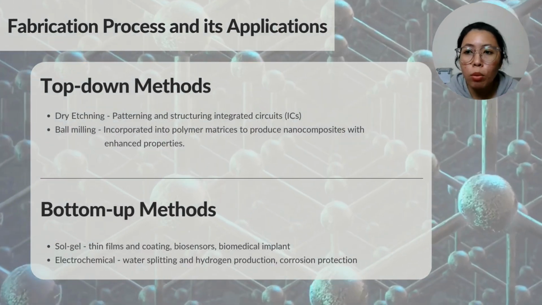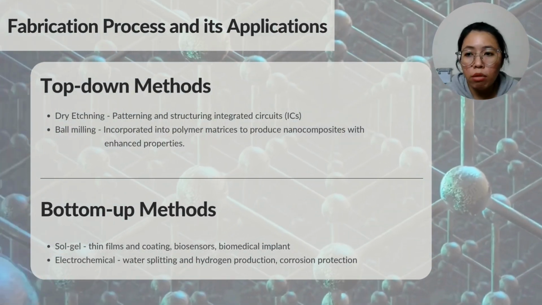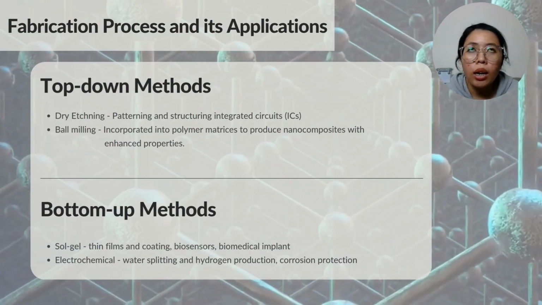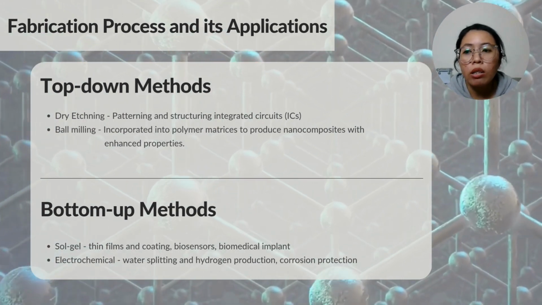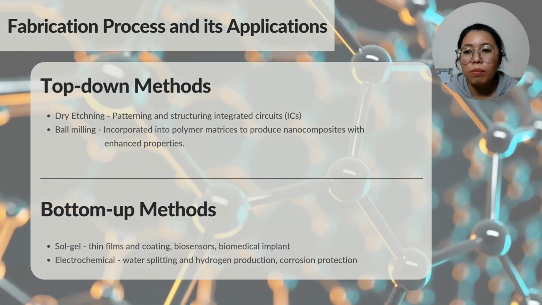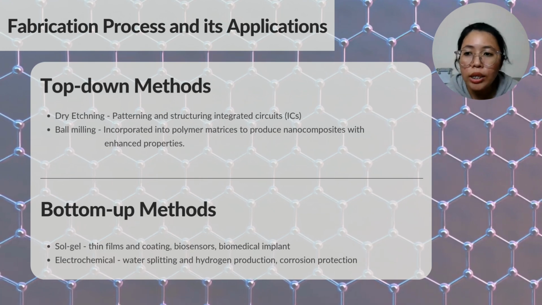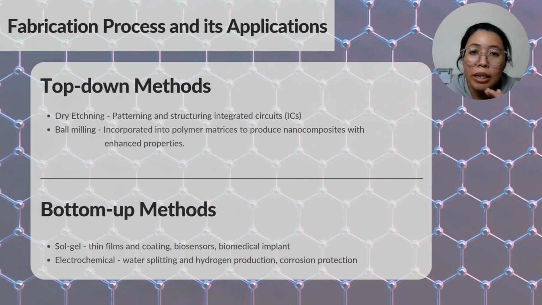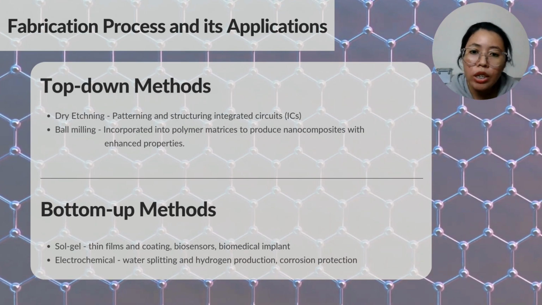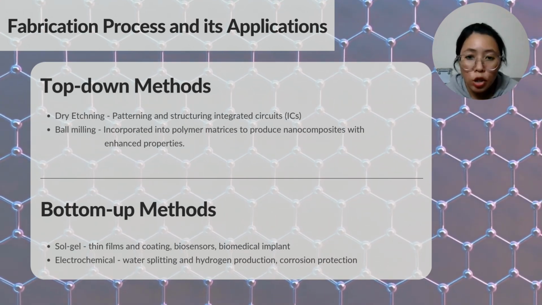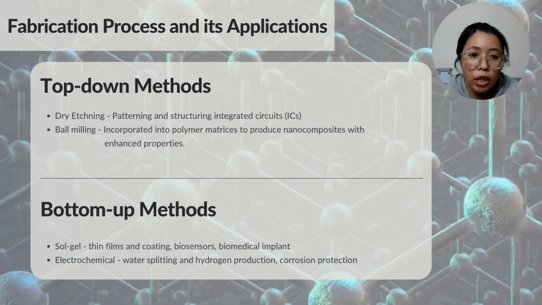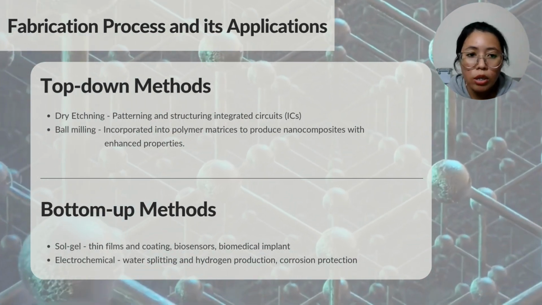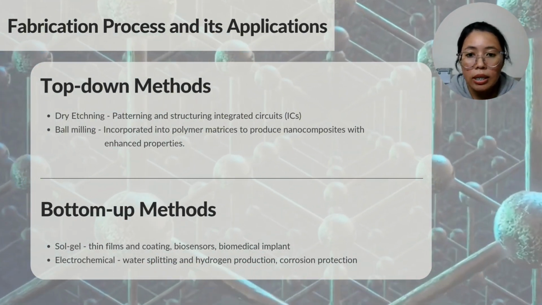The first is the top-down method, which involves breaking down bulk materials into nanoscale particles. These methods are typically used when precision and control over the final product's shape and size is crucial. The first example is dry etching. It uses plasma or reactive gases to remove material from a substrate surface. It is capable of achieving small feature sizes, which is essential for detailed patterning. It is widely used in the semiconductor industry for patterning and structuring integrated circuits (ICs).